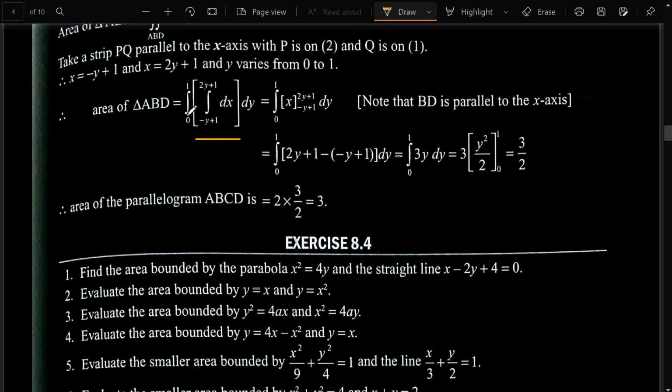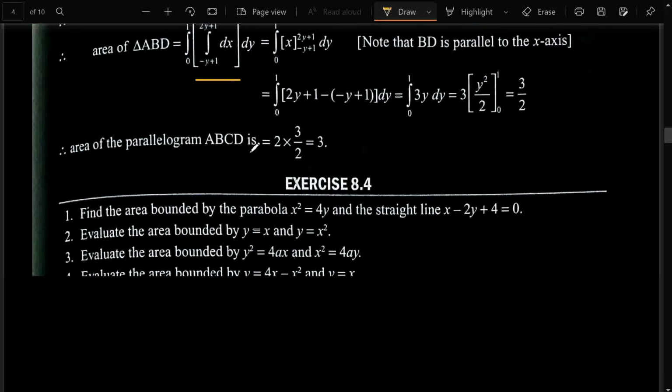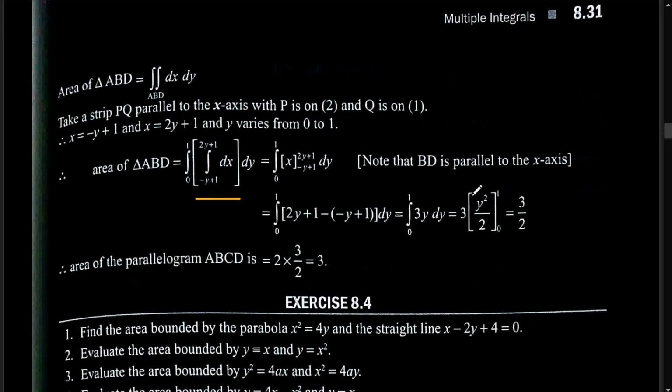And the limit 0 to 1 is with respect to y. So how to find it? It's 0 to 1. So point D is the upper limit, 0 is the lower limit, because from here it can go up to this. So 0 to 1, and simply solving the integral, you get the answer 3 by 2.